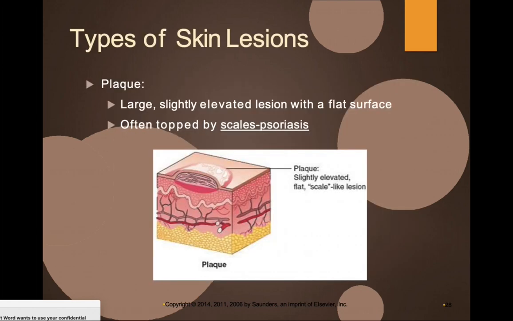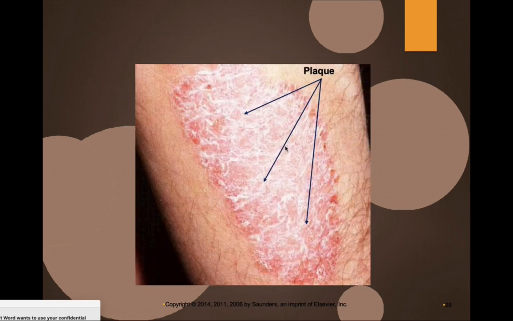Plaque, this is where you can see that there's slightly an elevated lesion. It's a flat surface here on top, but it's very scaly. It's a very scaly-like lesion. We'll see this primarily, these plaques, with psoriasis. And the word psoriasis comes from the Greek word psora, which means itch or scaly, right?